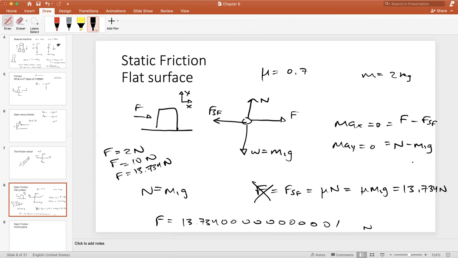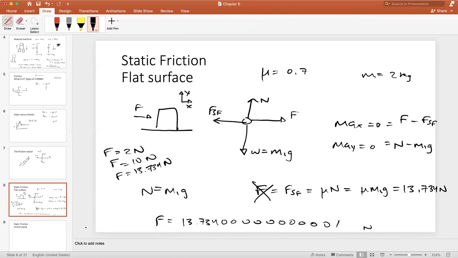But what we normally say in problems is we'll say a block is just on the verge of sliding. What force is required if mu is 0.7 and the mass is 2? So you do this and you'd say, oh, well, the force required to make it move would be 13.734 newtons. Anything greater than that, and it begins to move. That's usually the type of questions you get with static friction. Sometimes you might be given the force and then you have to find mu. That happens too.